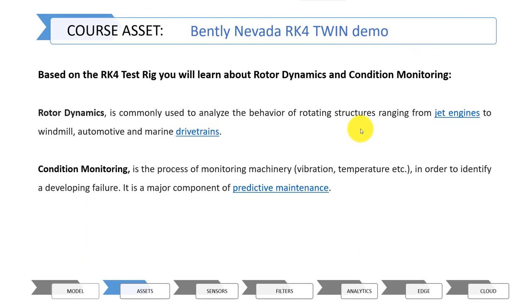The purpose of this video is to teach you about rotor dynamics and condition monitoring, based on a physical test rig and its digital twin model. Rotor dynamics is commonly used to analyze the behavior of rotating structures such as jet engines, windmills, automotive and marine drivetrains. Condition monitoring is the process of monitoring machinery such as this RK4 rig in order to identify failure modes or future failure modes, and it's a component of predictive maintenance.